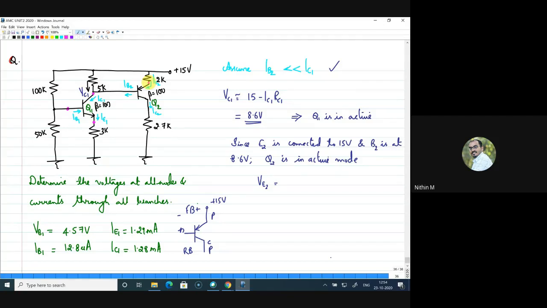Can I get some response in the chat box? So we know that Q2 is in active mode. 9.3. Very good. How is that 9.3? Yes, 0.7 greater. Very good. So Q2 is in active.